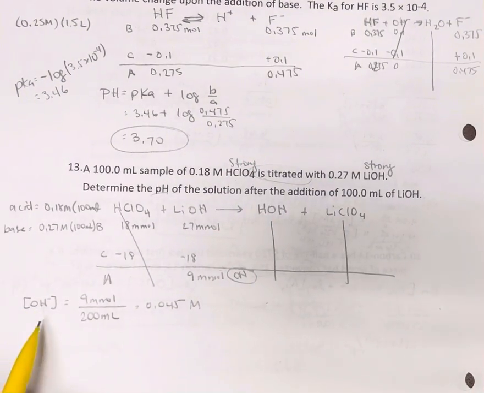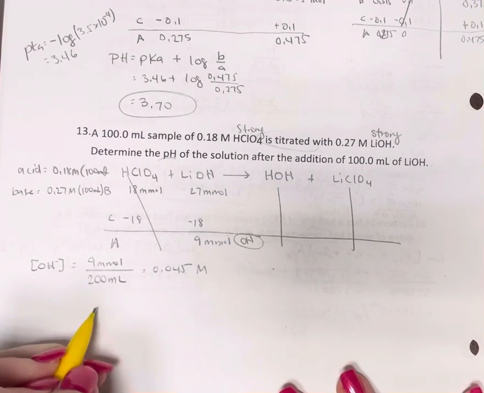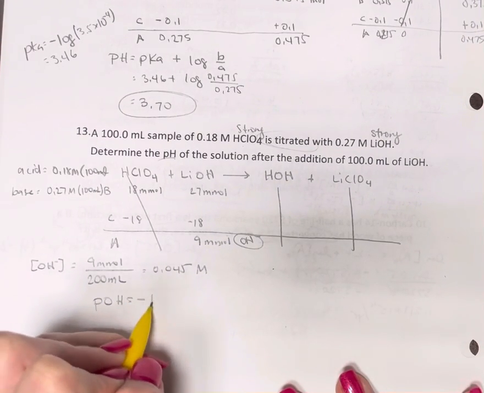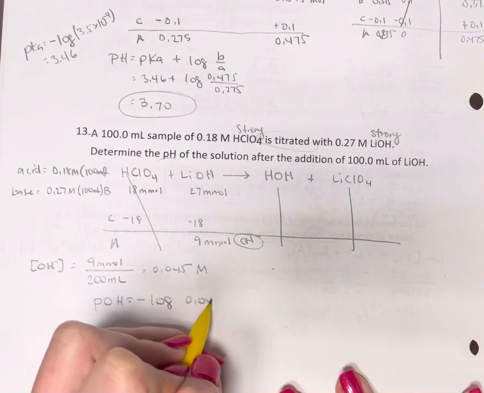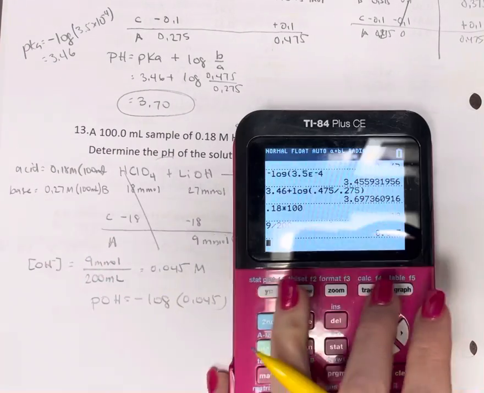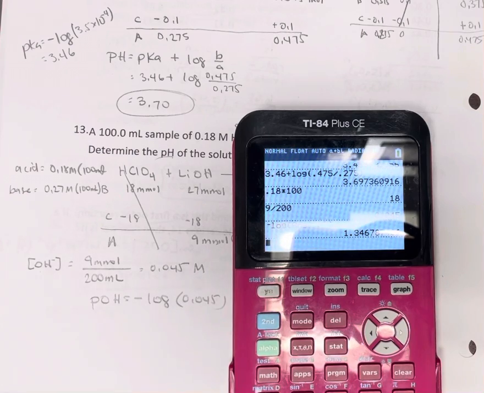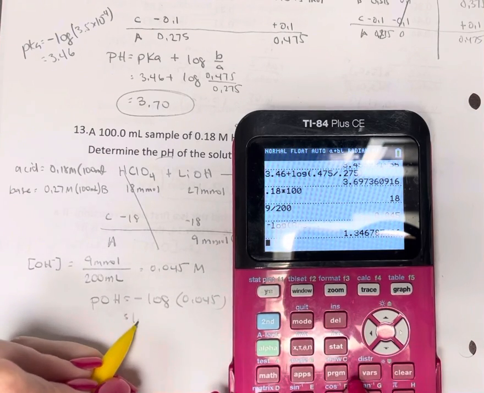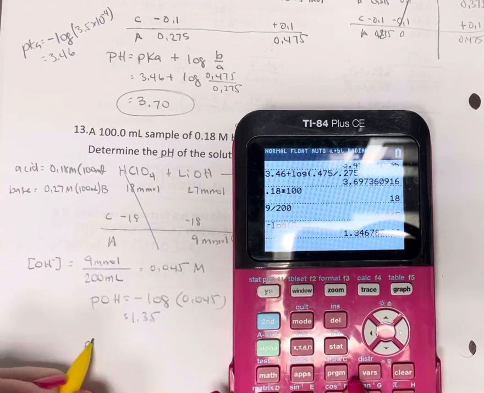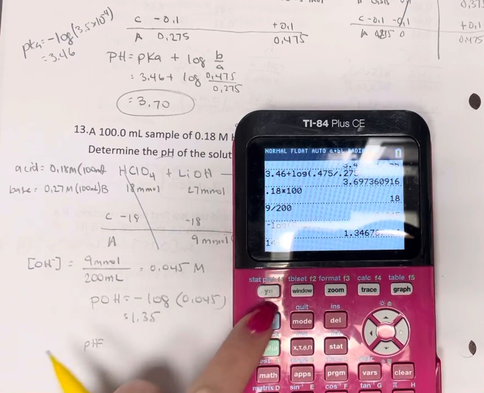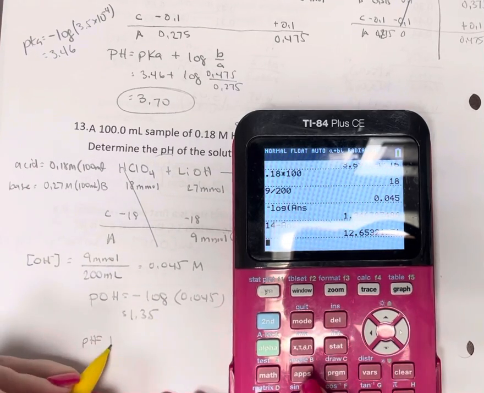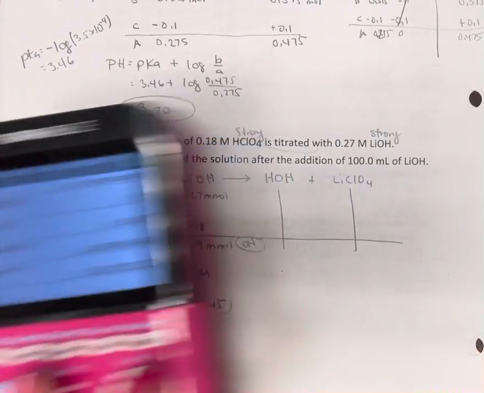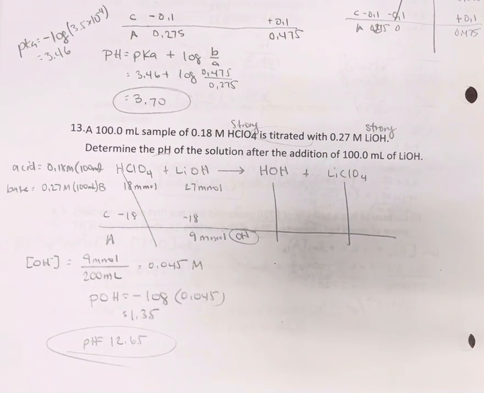All right, now this is a base. So I'm going to do pOH first. 1.35. So that means pH is going to be 14 minus that, 12.65. So we have definitely overshot the endpoint of that titration.